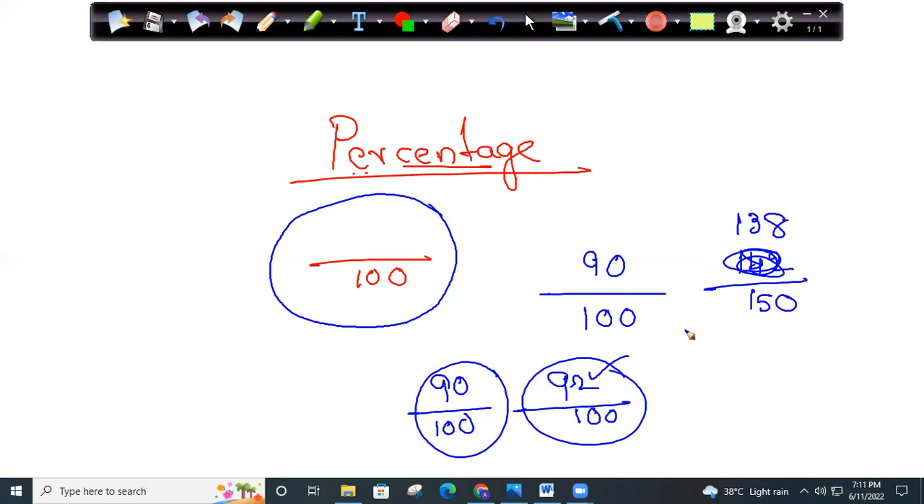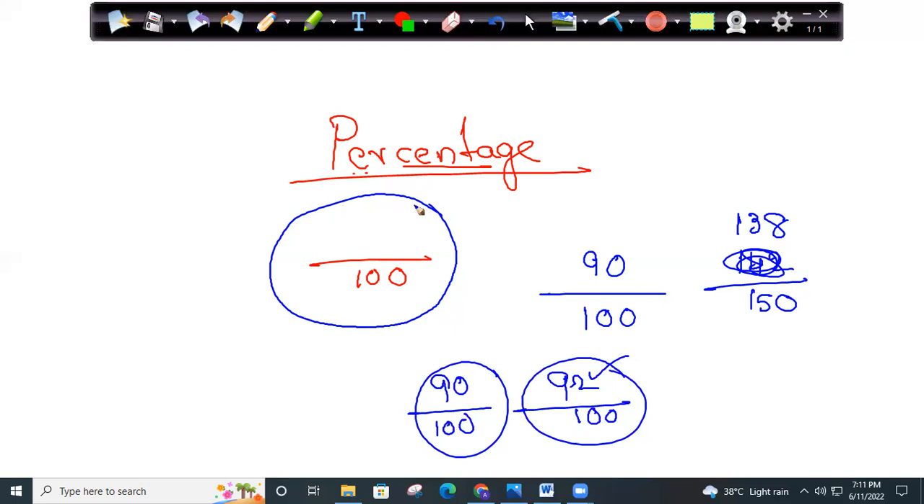Correct, right? So why has the concept of percentage come into the picture? To have the same common base. The moment you have the same common base, it is easy for us to do calculations. It is easy for us to compare the things. That is the reason the concept of percentage has come into the picture.